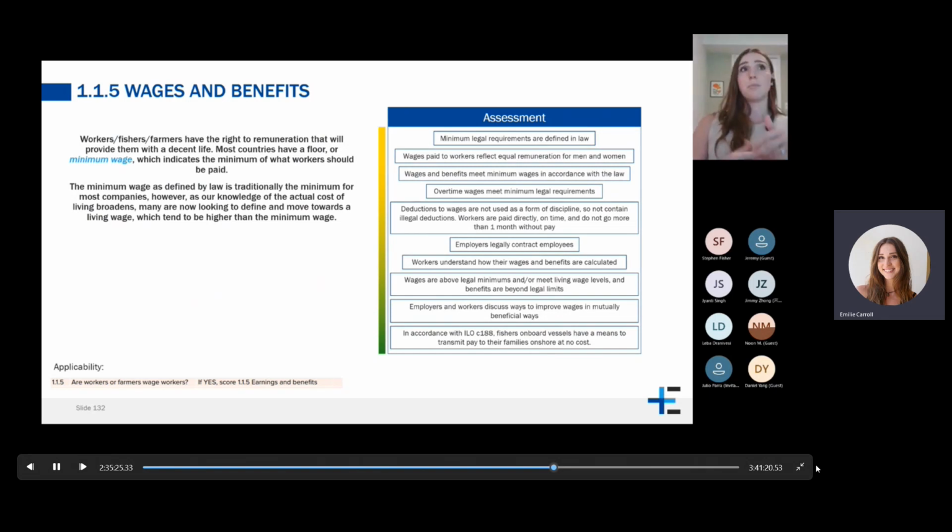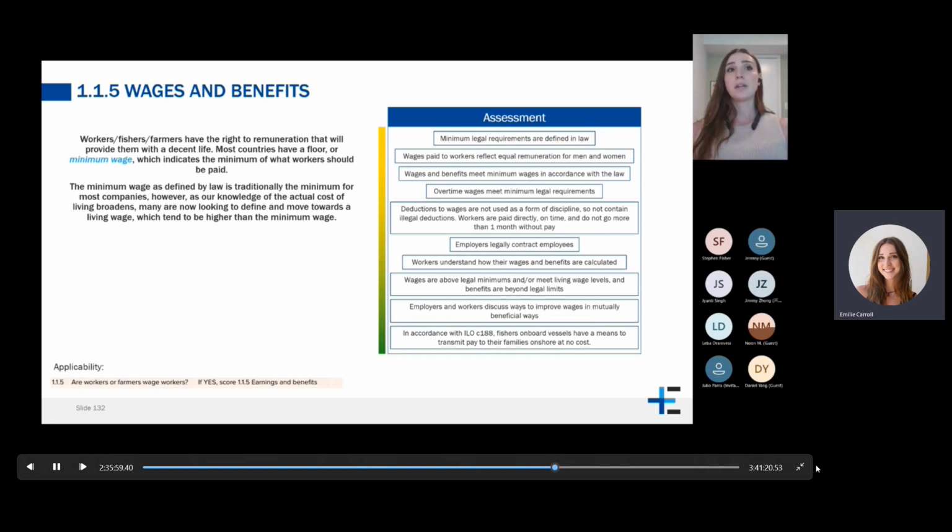Although the minimum wage is commonly used by most companies, as our knowledge of the actual cost of living broadens, many are now looking to define and move more towards a living wage, which tends to be a little bit higher than the minimum wage because it includes things like access to food for your entire family, healthcare, education. It has a number of different indicators that go into that calculation that are really trying to get at the true cost of living rather than just surviving, I guess is the way to put it.